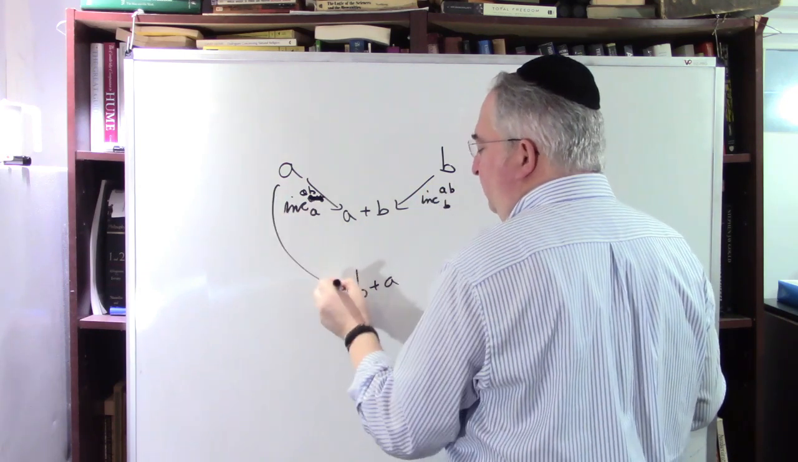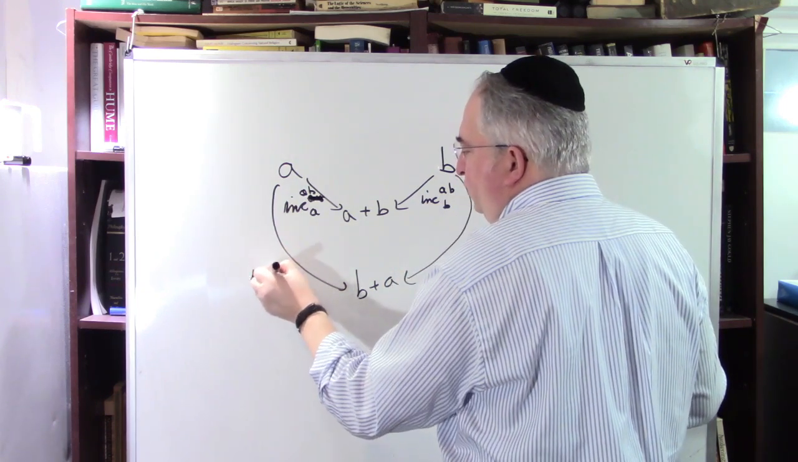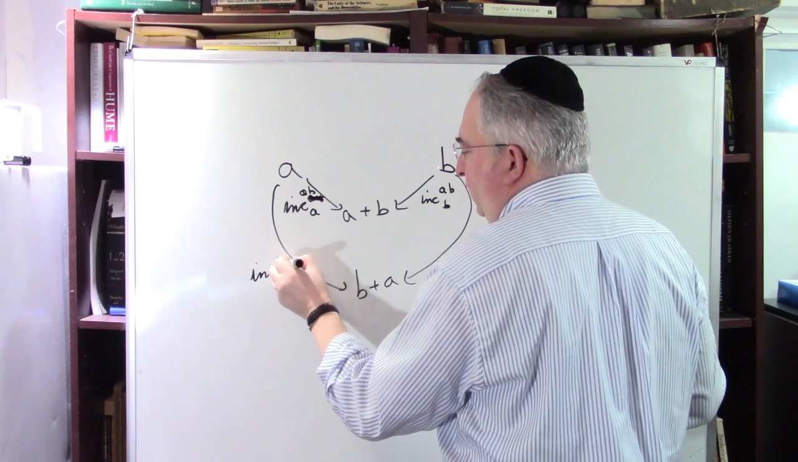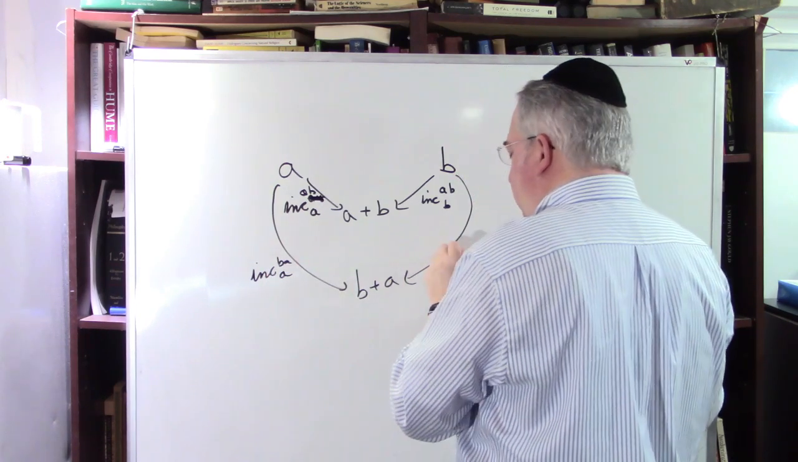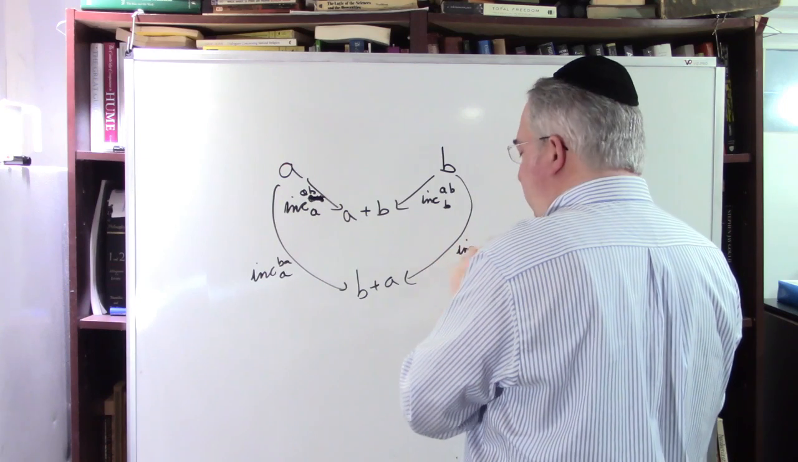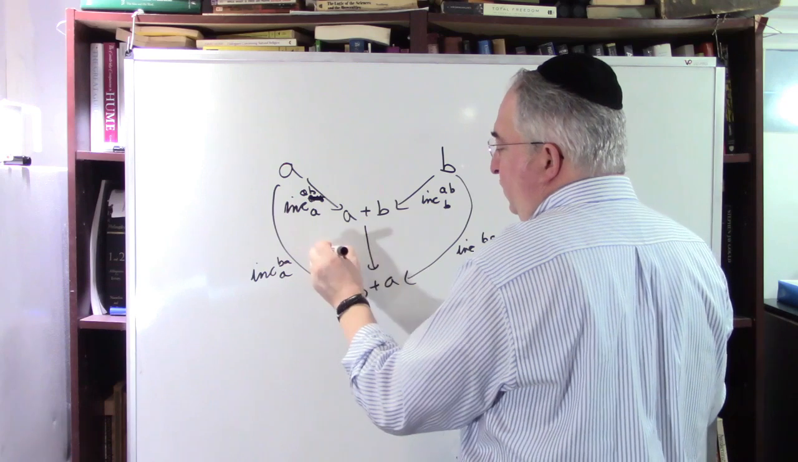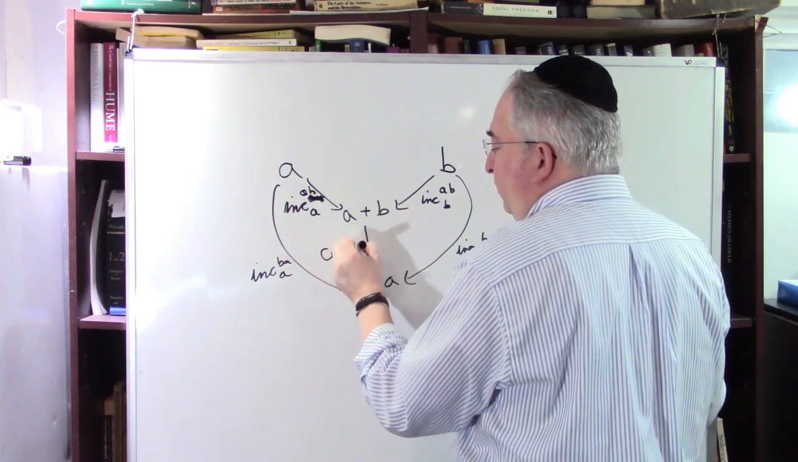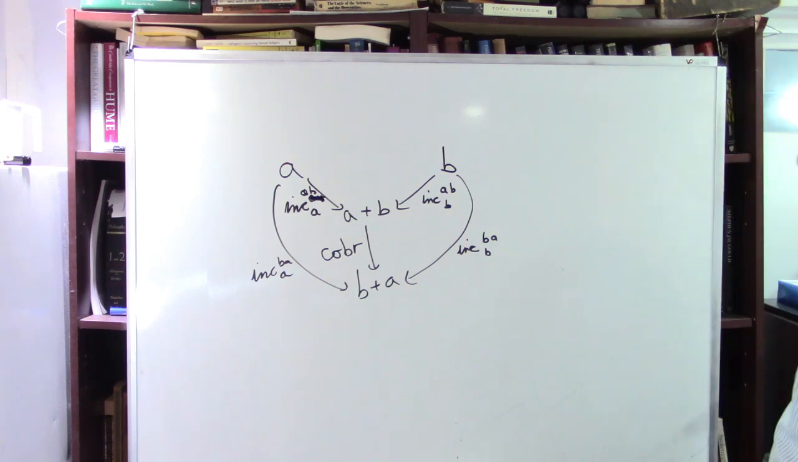Guess what? There's a map over here and a map over here. And this should be called inclusion of BA from A. This is inclusion of BA into B. And this map should be called the cobraiding. And it's an isomorphism. And you can figure out what the inverse is. And it's very nice.